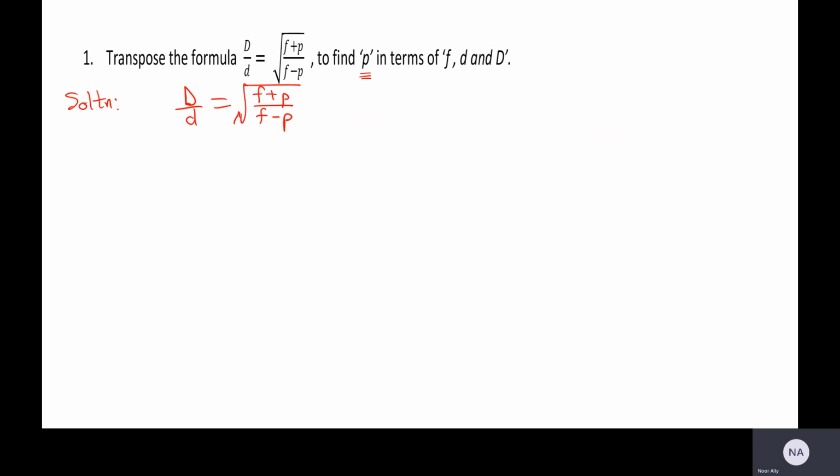The square root is obviously the first algebraic manipulation that we have to eliminate. And the inverse operation is squaring. So you're going to square both sides, which is D over d squared. Although it's not necessary, I will show this. Square both sides. So on the left-hand side, I get D squared over small d squared. The square root and the square cancel off. I'm left with F plus P over F minus P.